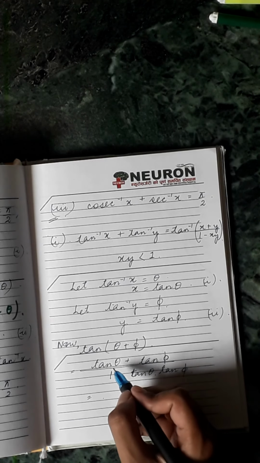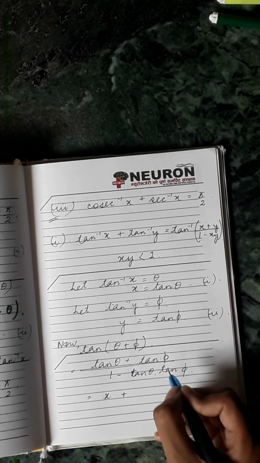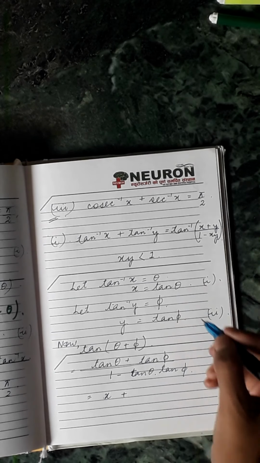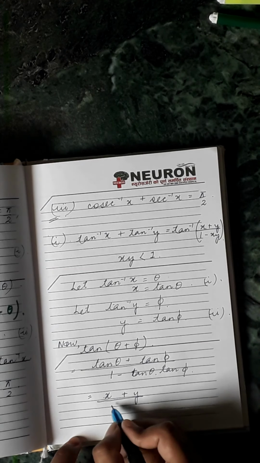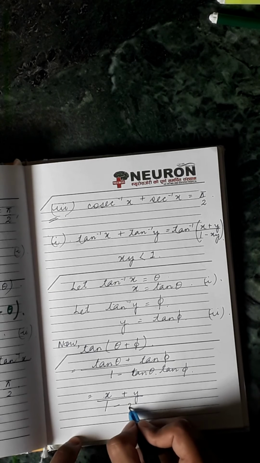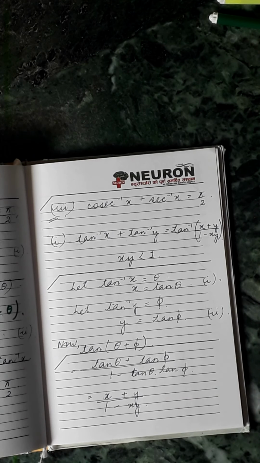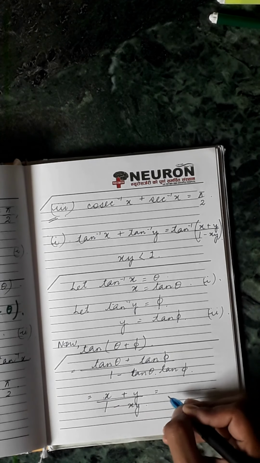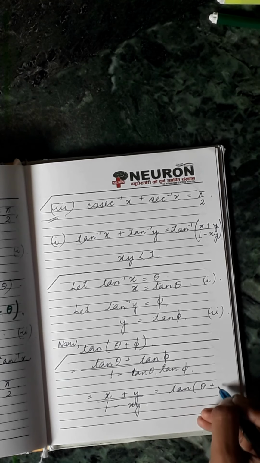So in place of tan theta, can you write x? Yes. Then in place of tan phi, you can write y upon 1 minus xy. Tan theta is x and tan phi is y. So this is what? This is tan of theta plus phi.